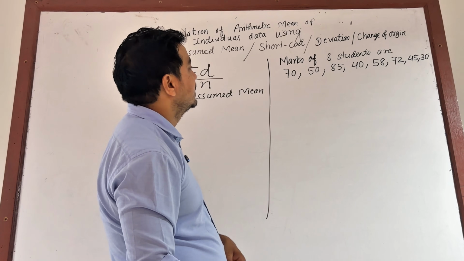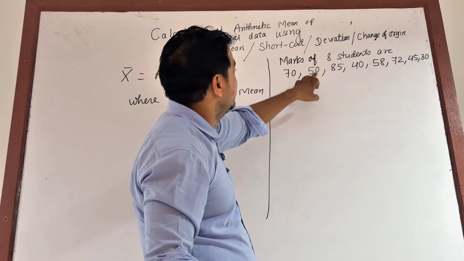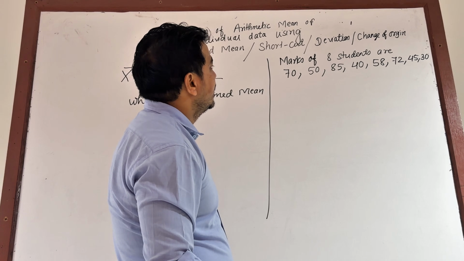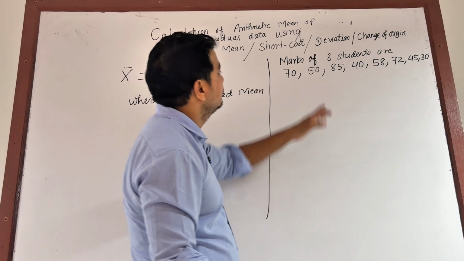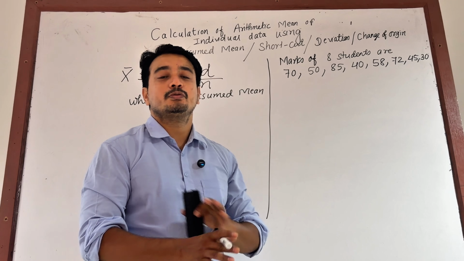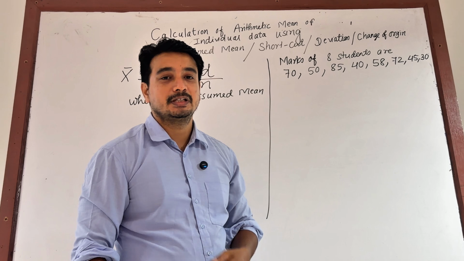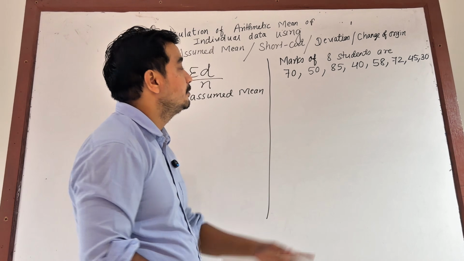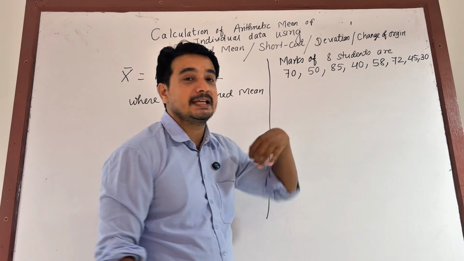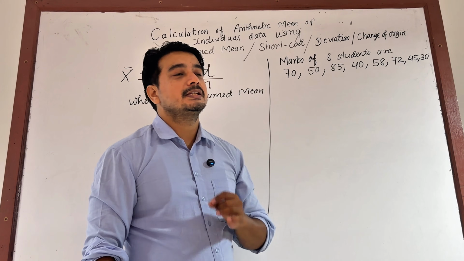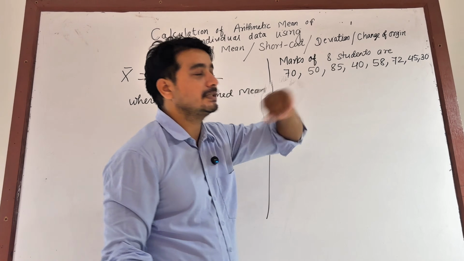For example, our minimum is 30 and maximum is 85, so we can take 58 as the assumed mean, or we can take 50 as the assumed mean. There is no hard and fast rule. We can take any data as the assumed mean, but the best way is to take the middle value of the lowest and highest data of the given data set.